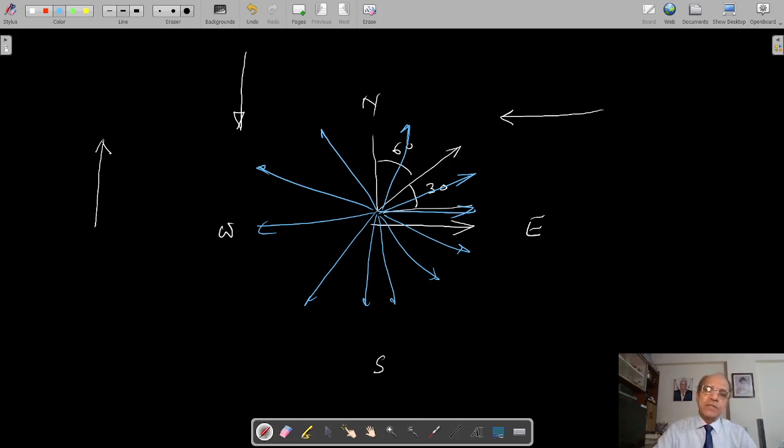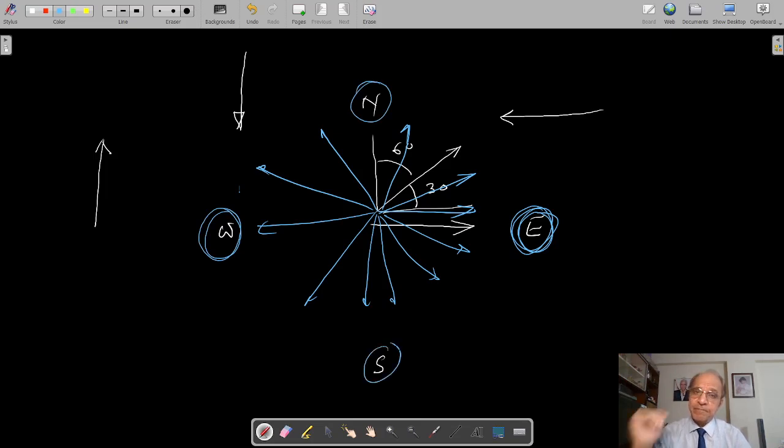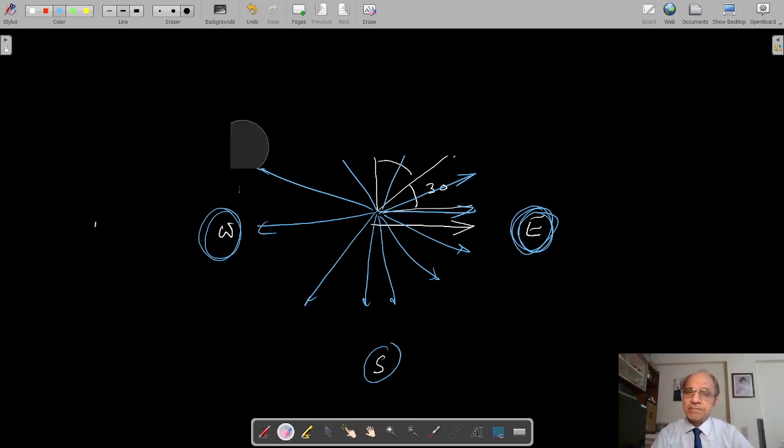We'll be discussing three-dimensional vectors also, but right now we are discussing vectors in two dimensions, vectors in a plane. Many of the problems will be like this. The direction of the vector will be given with reference to a direction. So always remember, east will always be shown on the right side, west on the left side, north in the upward direction, and south on the downward side. Okay, so these will be the directions.